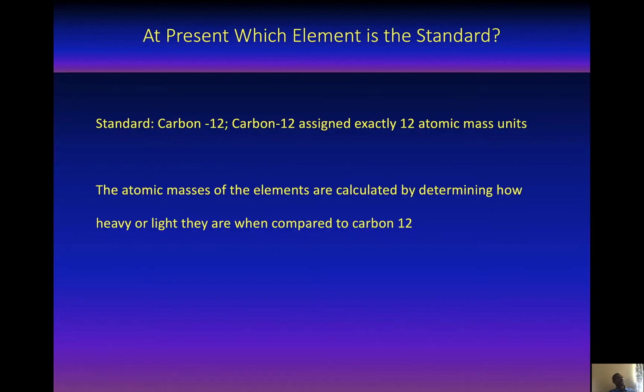Okay, so at present, carbon-12 is the standard, and carbon-12 is an isotope of carbon. So carbon-12 is chosen as a standard and assigned a value of 12 atomic mass units. As a result, the atomic masses of the elements on the periodic table are calculated by determining how heavy or light they are when compared to carbon-12. So let's say if an element is twice as heavy as carbon-12, then that means that the atomic mass of the element is going to be 12 times 2, which is 24.